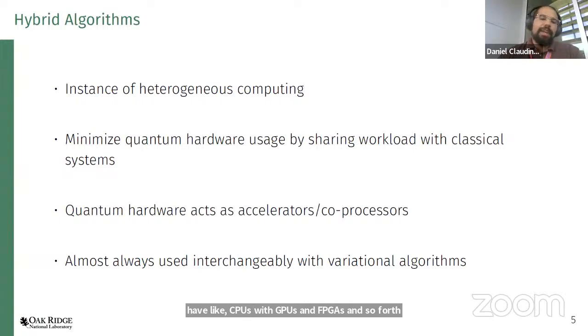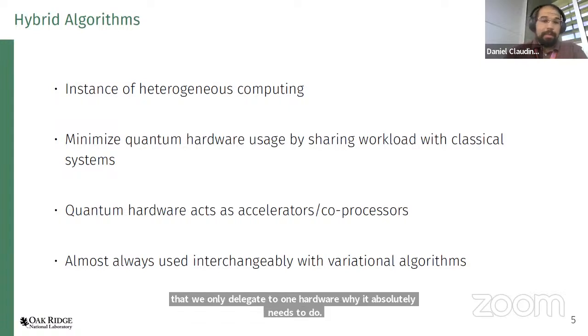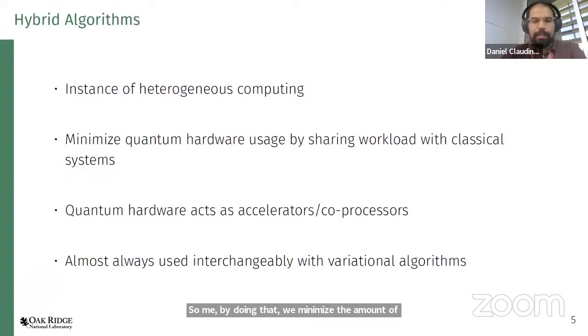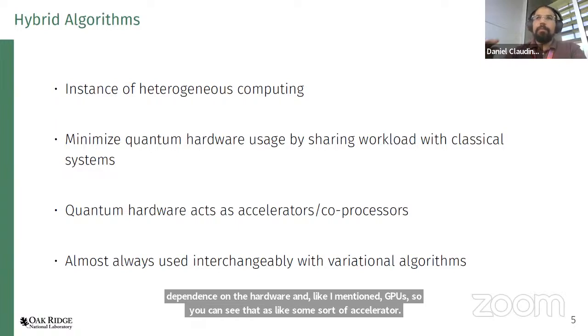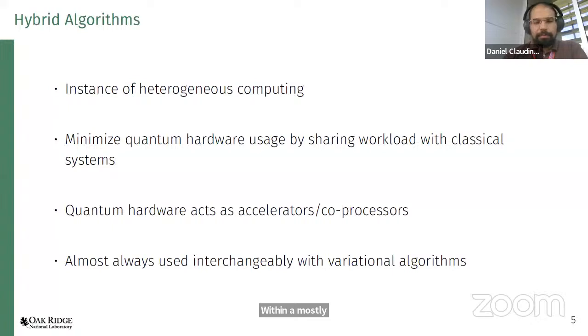And this is one way that we can split the workload between these two sets of compute resources and make sure that we only delegate to the quantum hardware what it absolutely needs to do. By doing that, we minimize the amount of dependence on the quantum hardware. Like I mentioned with GPUs, we can see that as some sort of accelerator within a mostly classical workflow.